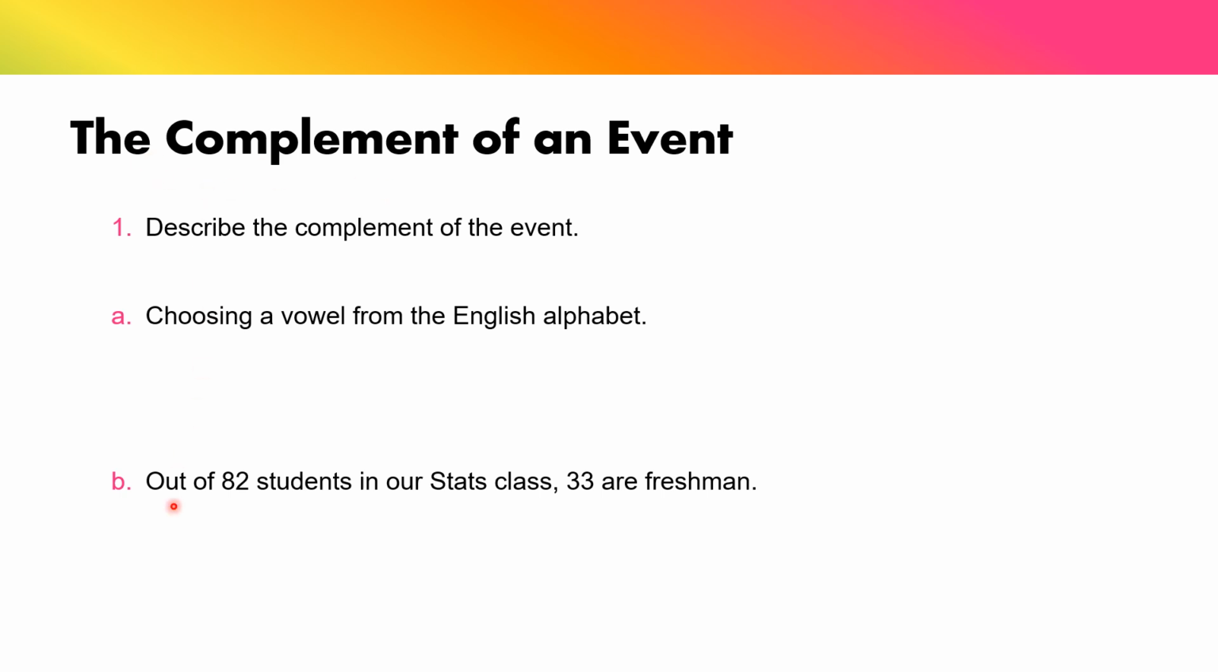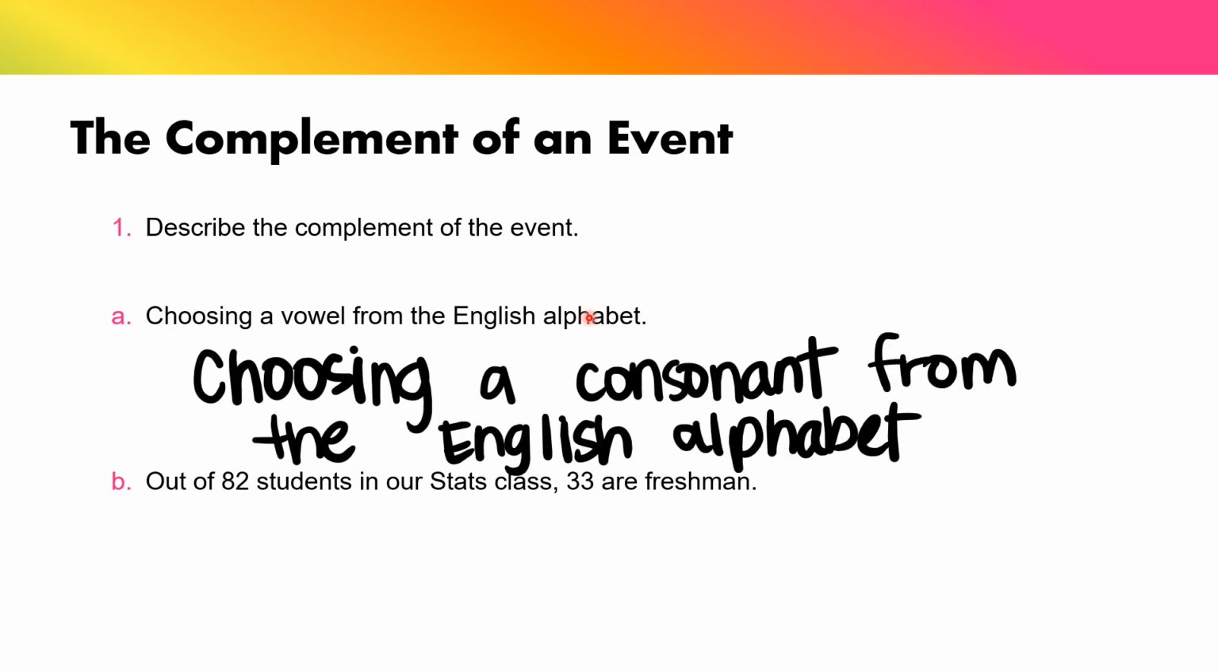Here are some examples with complement. It says, describe the complement of the event. The first event is choosing a vowel from the English alphabet. What would the complement, or the opposite, be of choosing a vowel from the English alphabet? That would be choosing a consonant from the English alphabet.